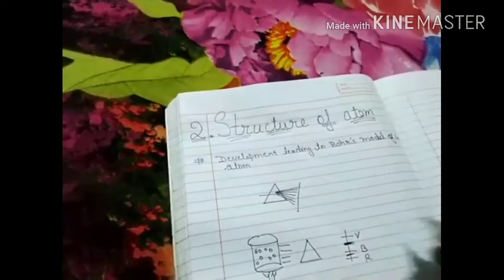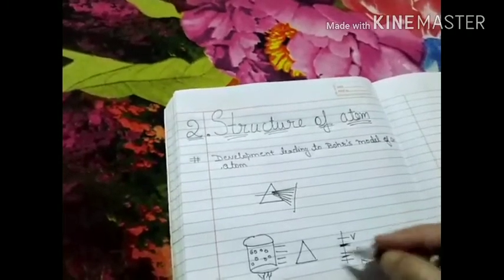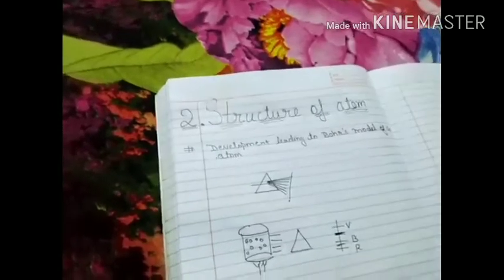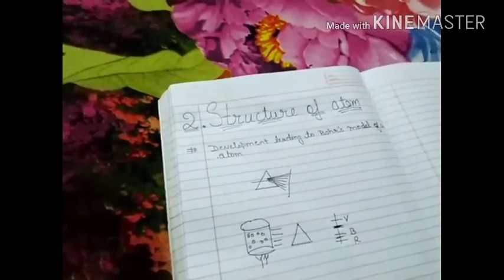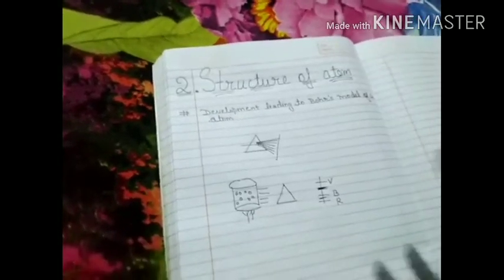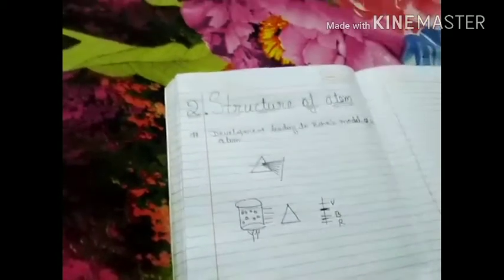Clear? These colored lines are known as a spectrum. So this band of colors is known as a spectrum, and the spectrum may be continuous or discontinuous. That we will study in emission and absorption spectrum. Now we'll move to our topic.